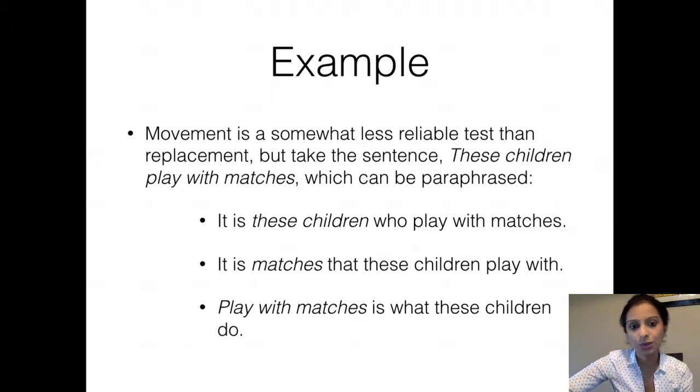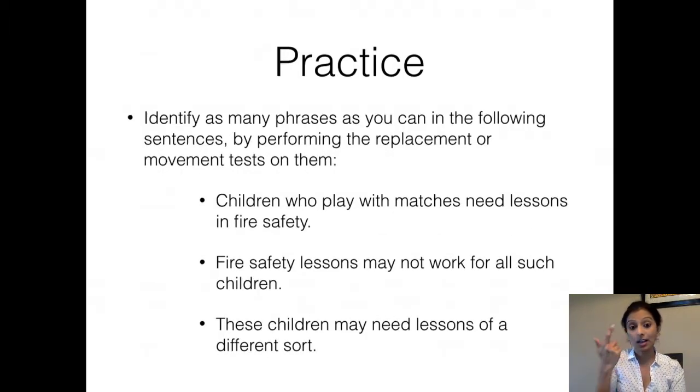So what I want you to do is practice both the substitution test as well as the movement test on all these three sentences. Children who play with matches need lessons in fire safety. Fire safety lessons may not work for all such children. These children may need lessons of a different sort, right? So for each of these sentences, first start with the label bracketing. That's really going to give you an indication of how many phrases there are. What are the constituents, right?